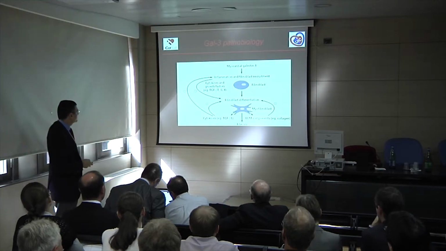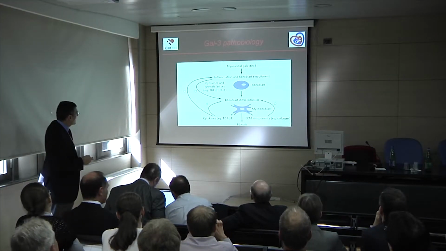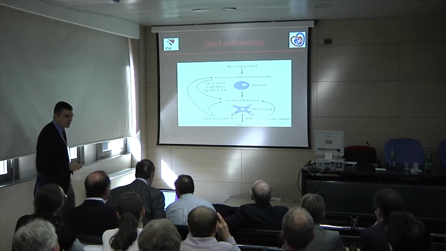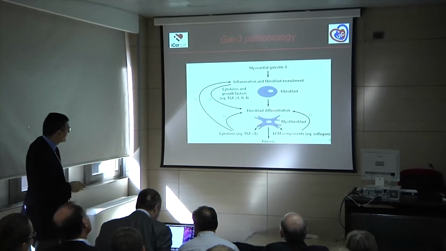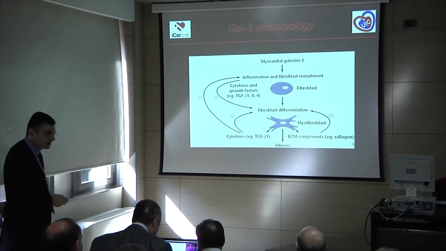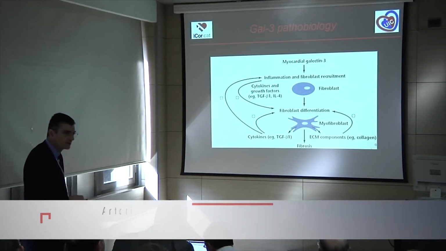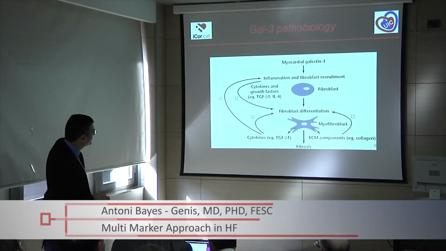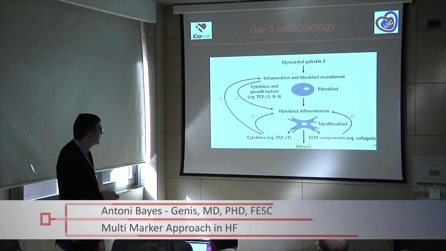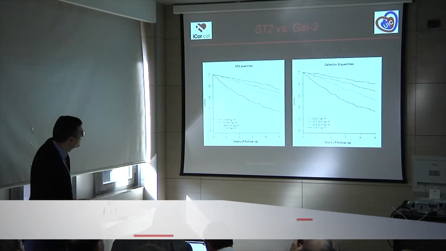Well, we tried to answer this. You know that GAL3 is a beta-galactosidase binding glycoprotein that stimulates fibroblast differentiation and at the end produces fibrosis. Okay, this is a fibrosis biomarker. Is this a good biomarker in the context of congestive heart failure?